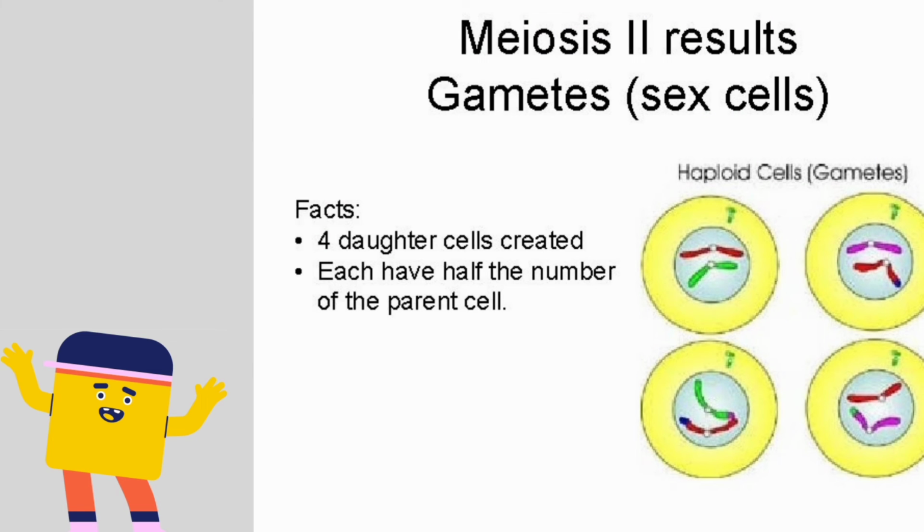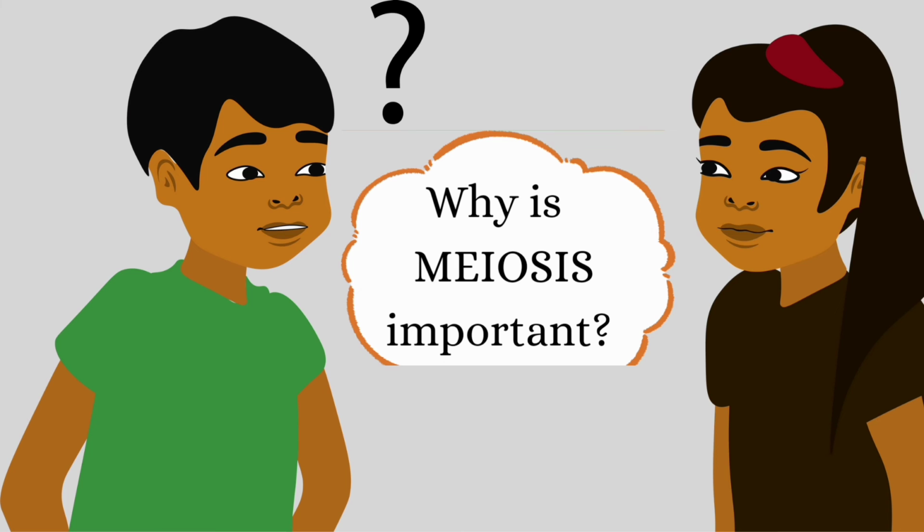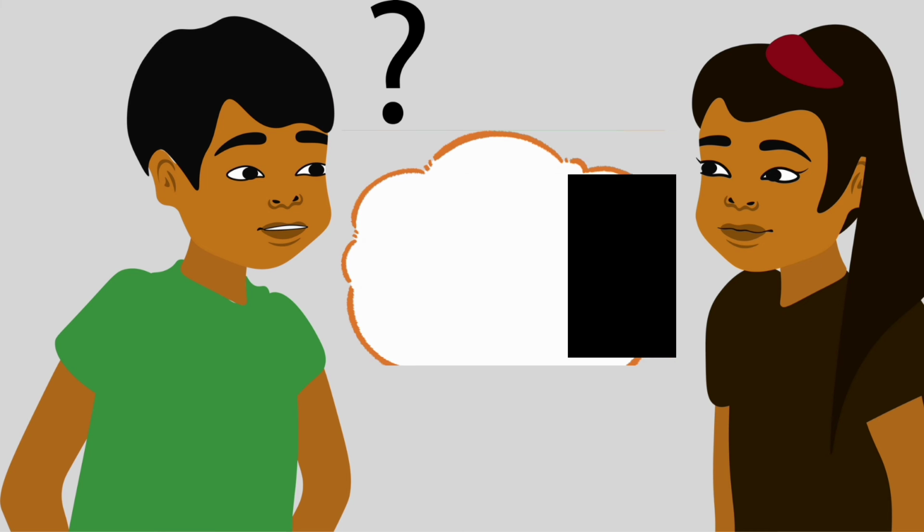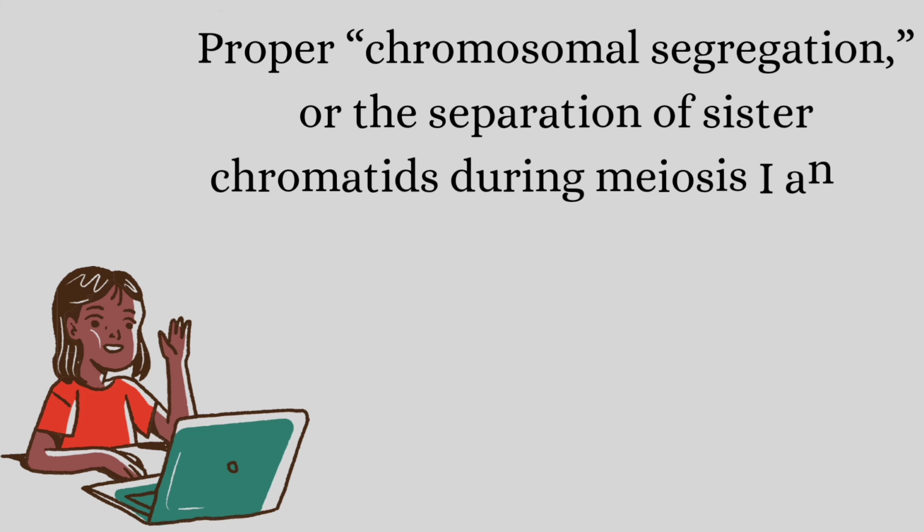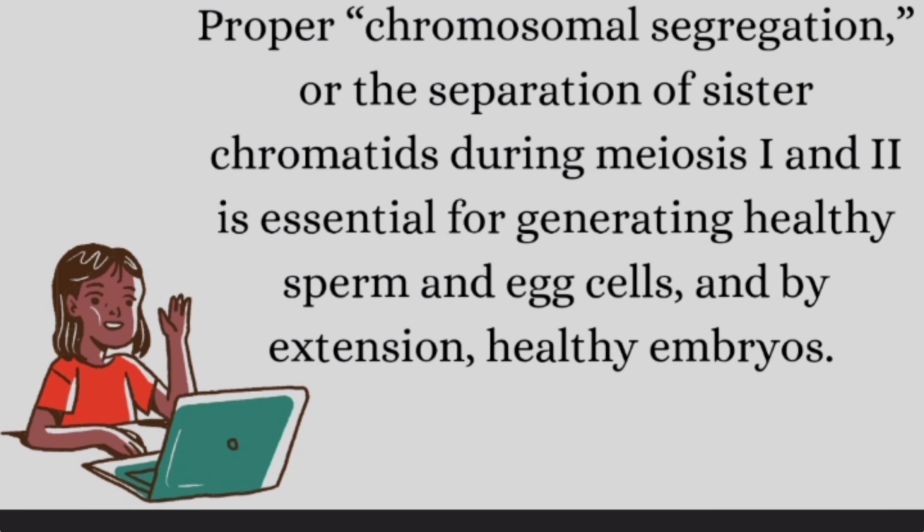Now, why is meiosis important? Proper chromosomal segregation, or the separation of sister chromatids during meiosis I and II, is essential for generating healthy sperm and egg cells, and by extension, healthy embryos.